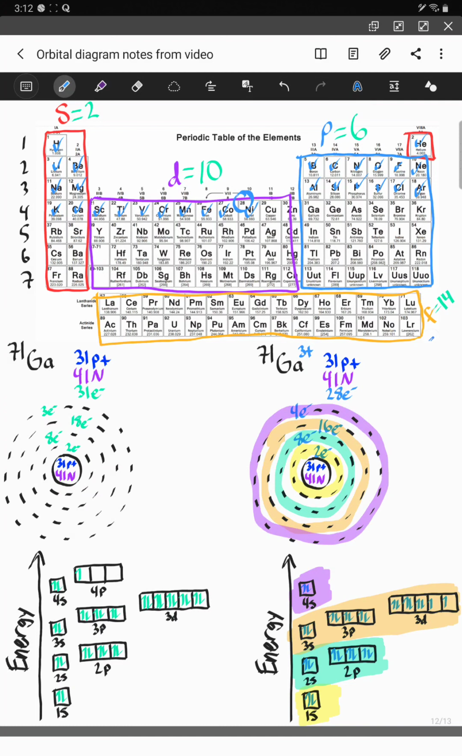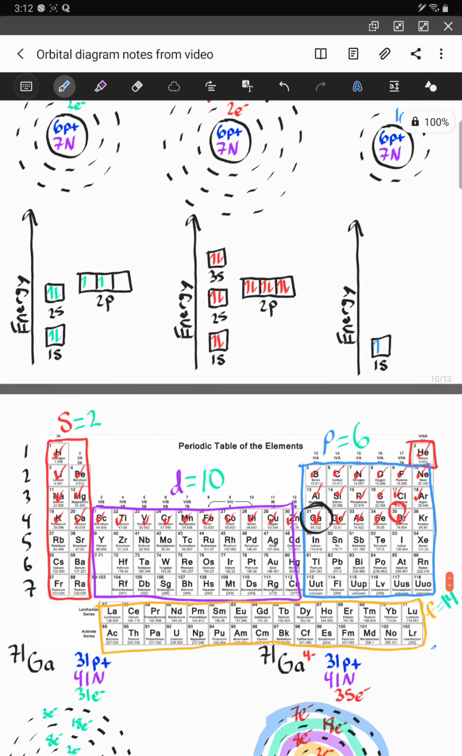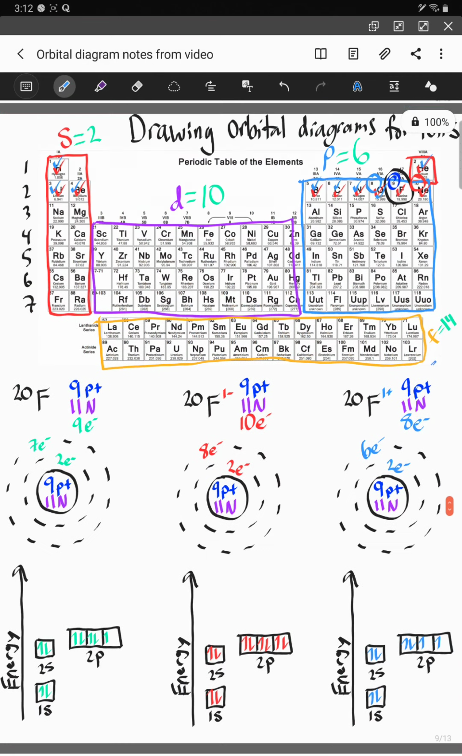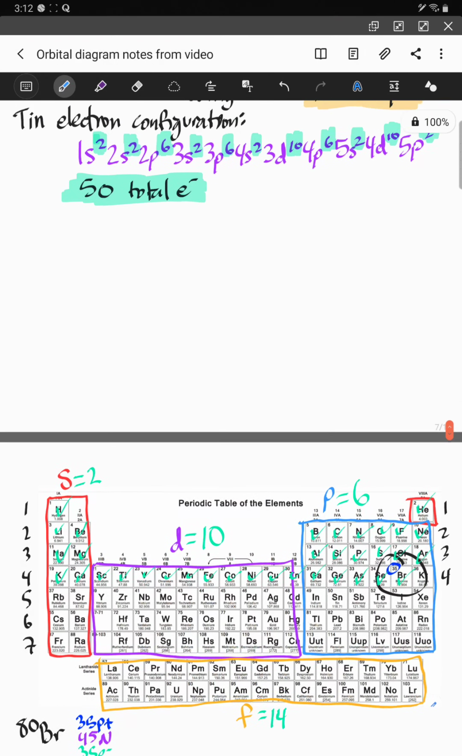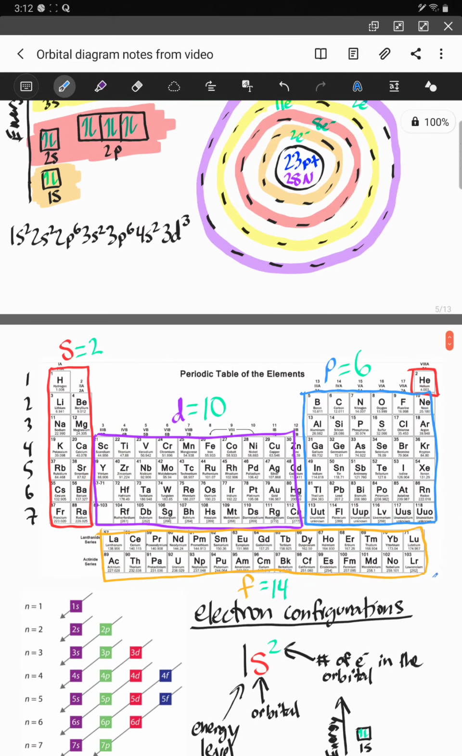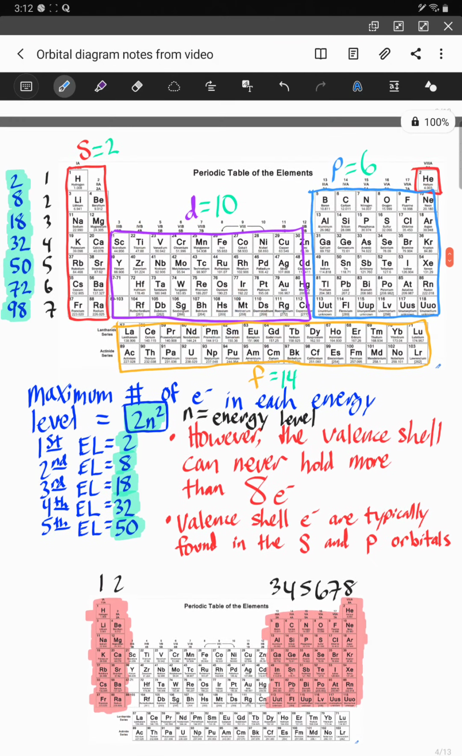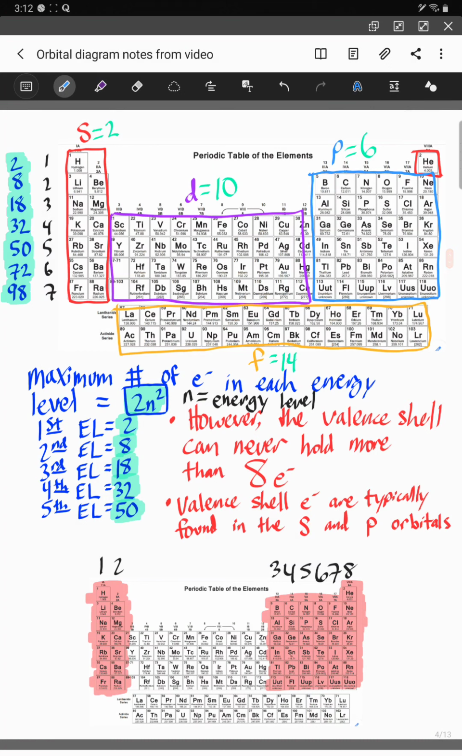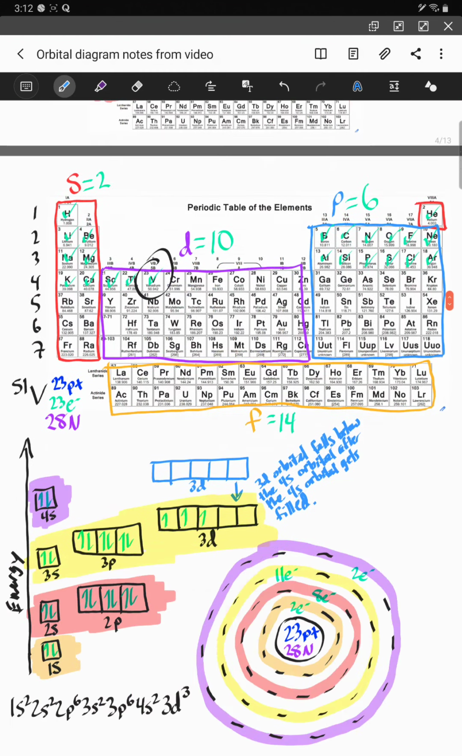So if we scroll back up through our notes, we've done a lot in this unit. So nice work if you've been following along. But we scroll up to, boom, this slide right here. The maximum number of electrons in each energy level is equal to 2n squared. If we were to erase those other electrons, we didn't mess up that rule. However, we made a very important point that we cannot have more than 8 electrons in the valence shell. So the valence shell cannot have more than 8 electrons.